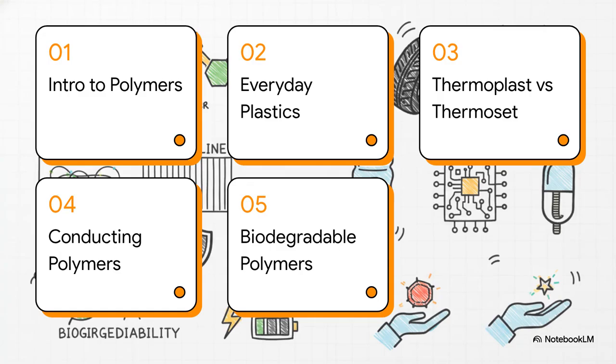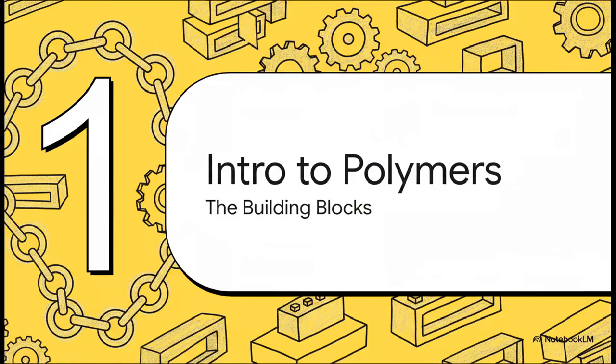Here's our roadmap for the explainer today. 1. An intro to polymers. 2. Everyday plastics. 3. Thermoplastics versus thermosets. 4. Conducting polymers. And finally, 5. Biodegradable polymers. Okay, let's kick things off with Section 1, Introduction to Polymeric Materials.